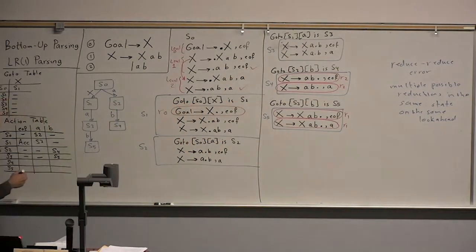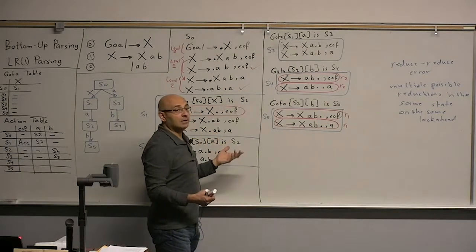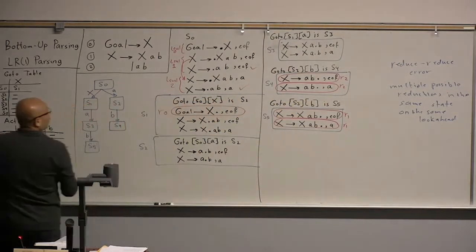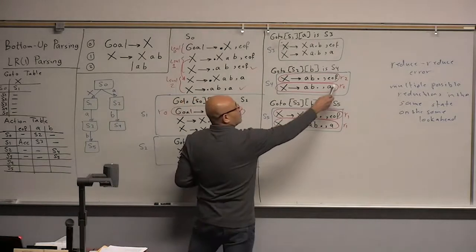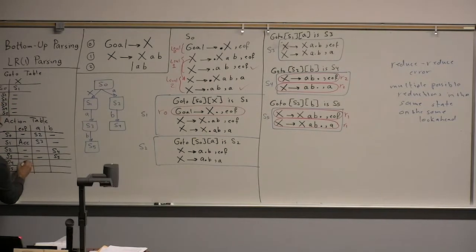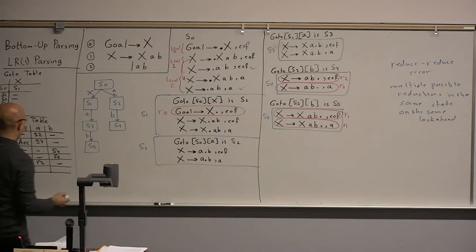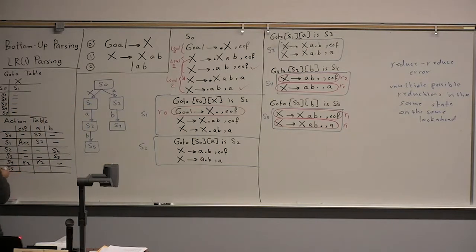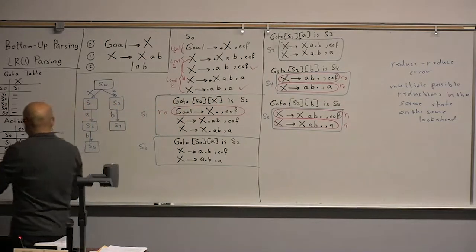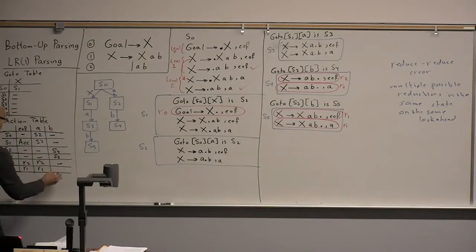Now let's look at S4. Do we have reductions? Do we have multiple reductions on the same look ahead? No. So we have multiple reductions on different look aheads, which is good. We have reductions on end of file and A. So on end of file or A we reduce by rule 2. If we have a B, that's invalid. Now finally S5. Do we have reductions? Yeah, we have reductions on end of file and A by rule 1. And if we have a B, nothing.